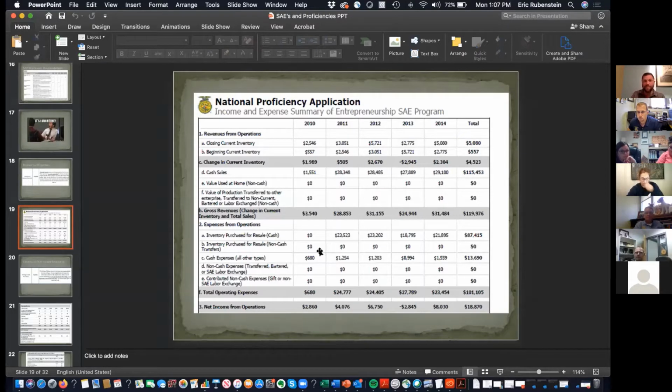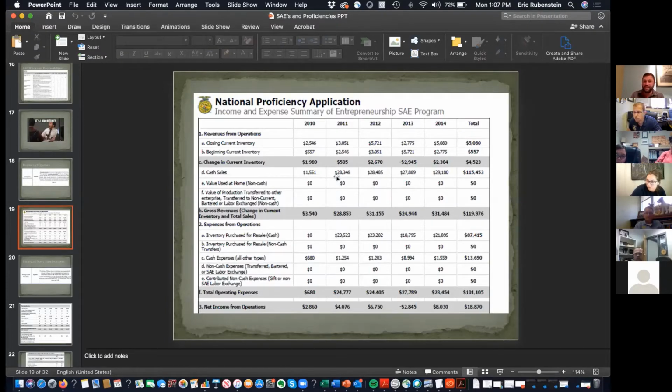The other piece is then when we look here at the expenses, sometimes they are going to vary. So in this case, we go from 680 to 23,523. Well, somewhere in the application, there should be an explanation of why we've gone from this inventory and only spending $680, and now we magically have 23,523. So where did that come from? Where did we start to see that change, and why did that change occur?